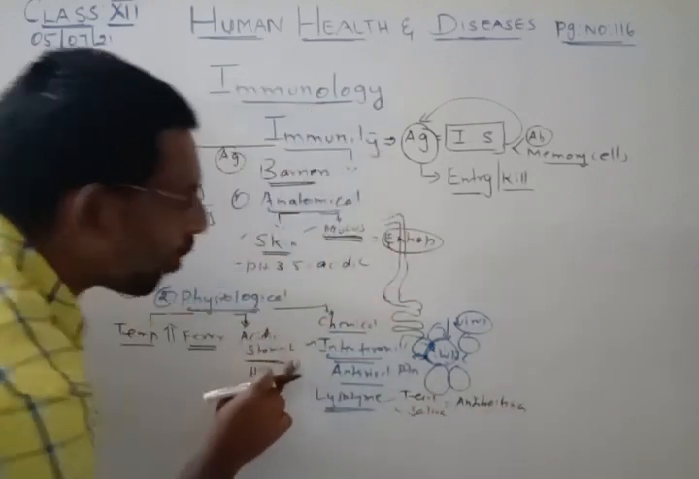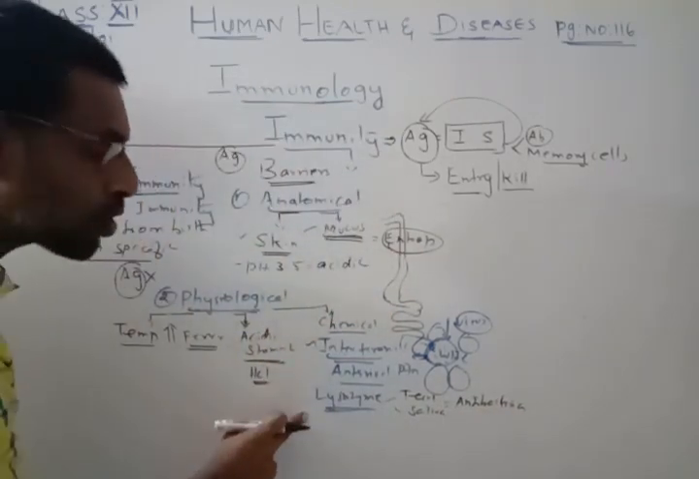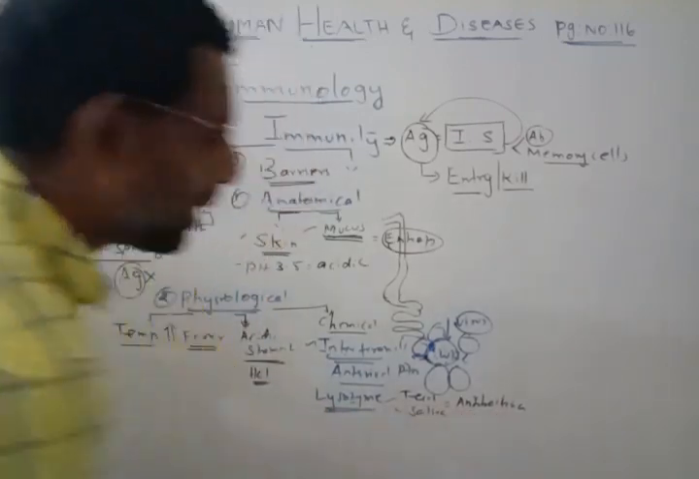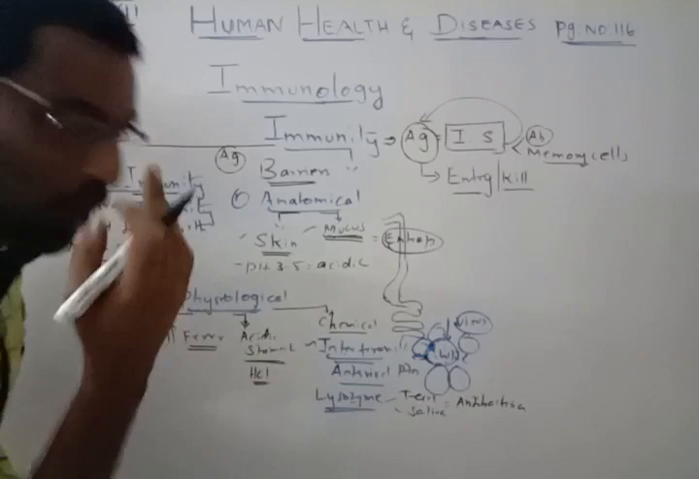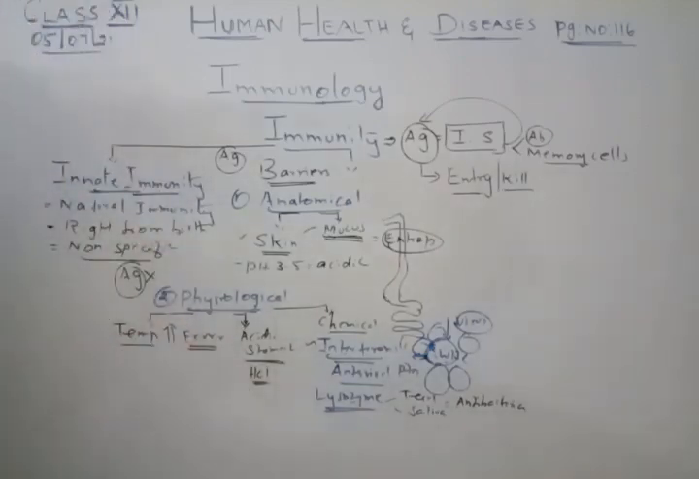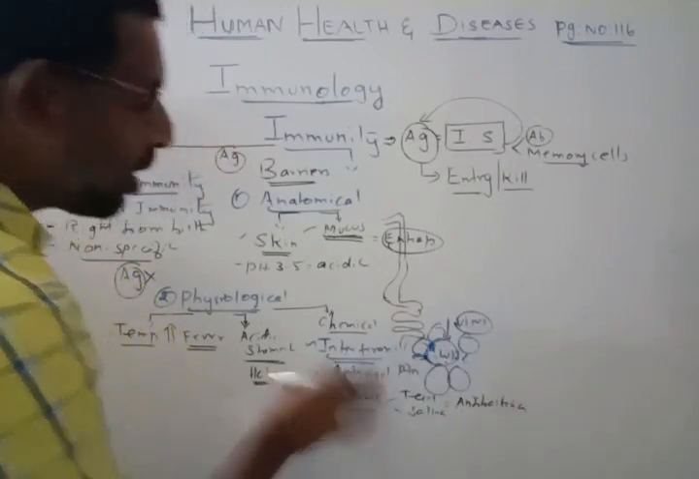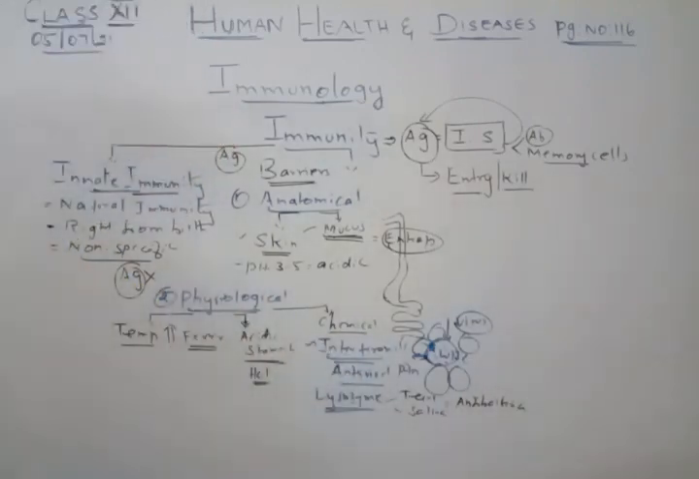The interferons are called antiviral. Lysozyme, not lysosome, it is lysozyme, is called antibacterial. We have it in the tears and saliva. It will destroy the bacterial cell wall. It will remove the bacterial cell wall so that the bacteria will not survive, because to survive, bacteria require a cell wall. If the cell wall is removed, the bacteria will naturally die. So it is called an antibacterial agent.